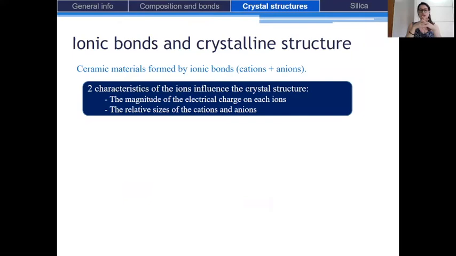Okay, so now let's focus on ionic ceramics. So the ceramic material formed by ionic bond. So in that case, we will have cations and anions in these materials. So in order to know which kind of crystals are formed by these ceramics, we have to take into account two characteristics of the ions. First of all, the magnitude of the electrical charge on each ion and the relative sizes of the cations and anions.